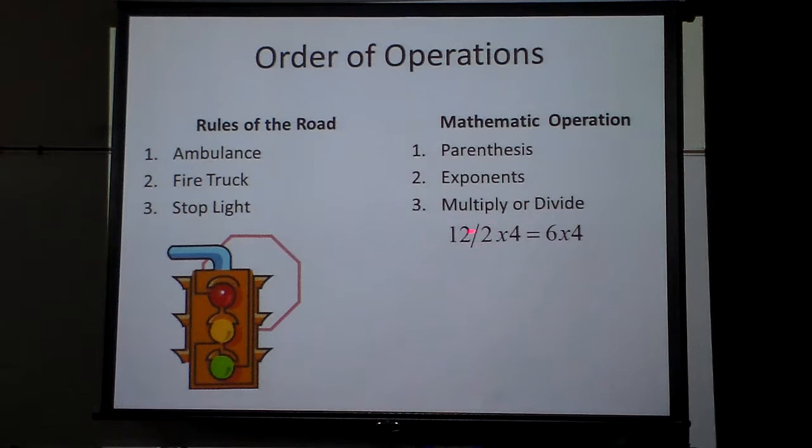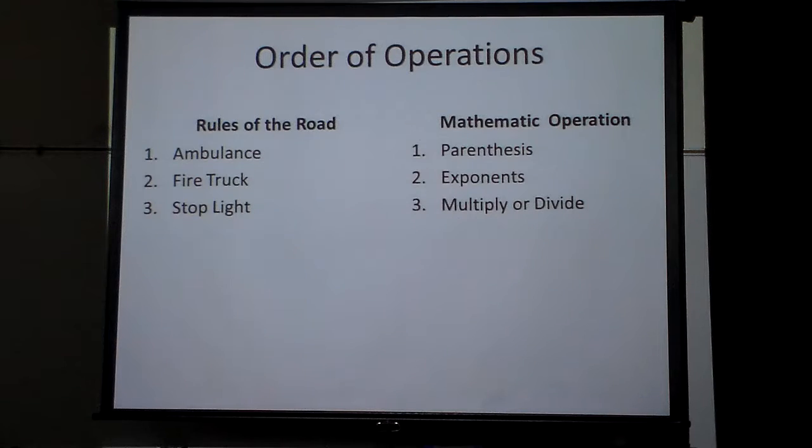It's kind of like the multiply is the green light, you go, but the divide is the red light. So first off, it's a red light. I'm going to divide. 12 divided by 2 is 6. And 6 times 4 is 24. However, if I had done this wrong and done 2 times 4 first, it would have been 8. And 12 divided by 8 would have been 1.5, and I would have got the wrong answer. You have to do things in the order in which it is intended.